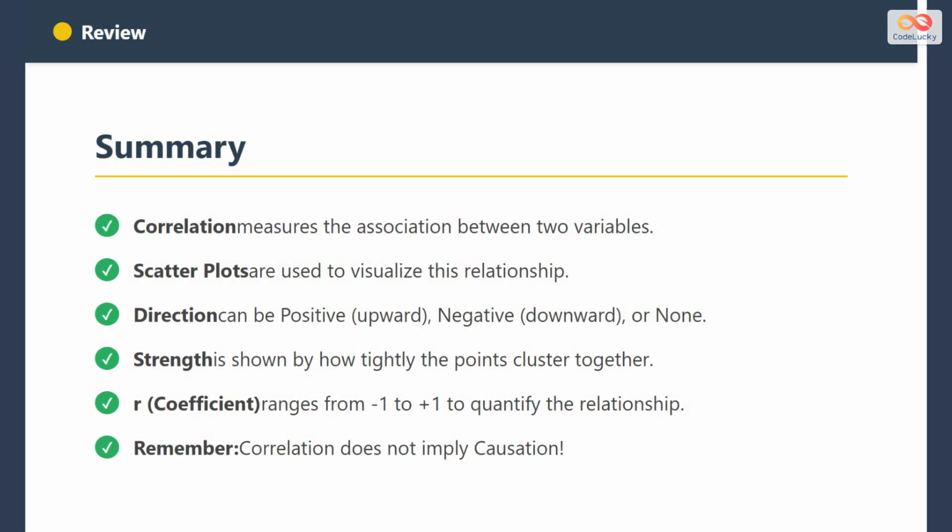To summarize what we have learned, correlation measures the association between two variables visualized using scatter plots. It has a direction, which can be positive or negative, and a strength, which ranges from weak to strong. We quantify this using the coefficient r. And finally, always remember that correlation tells us about relationships, not cause and effect.